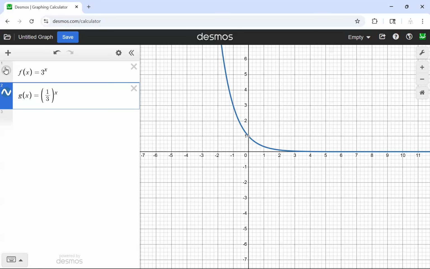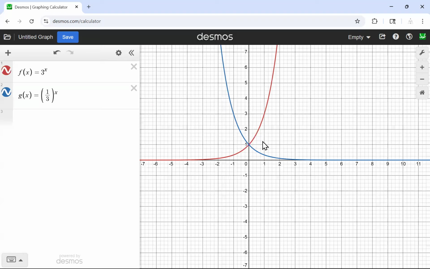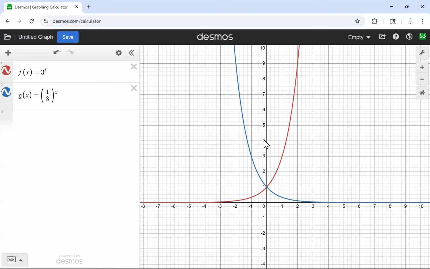Now, it is not a coincidence that these two graphs look identical but flipped around the y-axis. The reason that is true is because 1/3 to the power x is the same thing as 3 to the negative x power. And that's just the transformation. When you replace x with a negative x, that's the transformation of flipping across the y-axis.